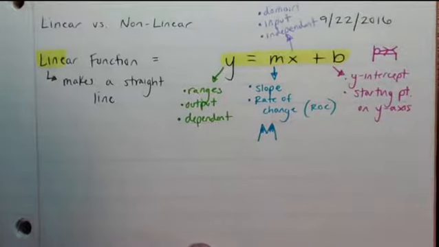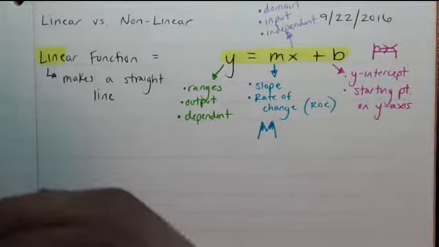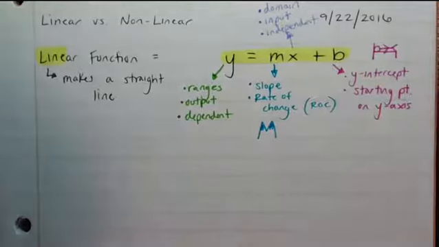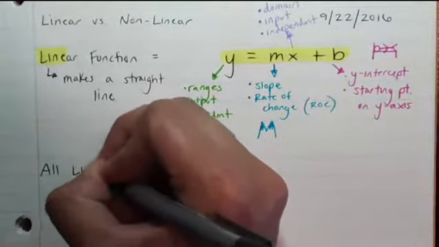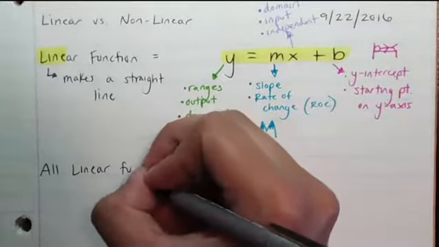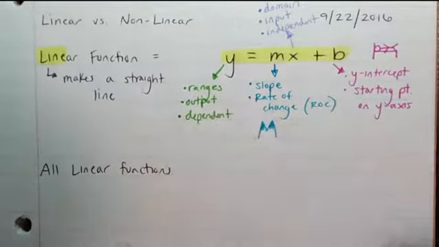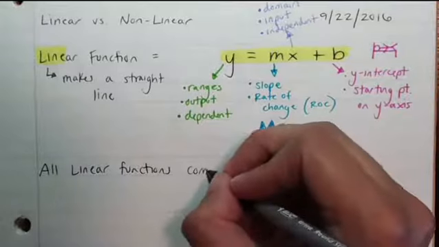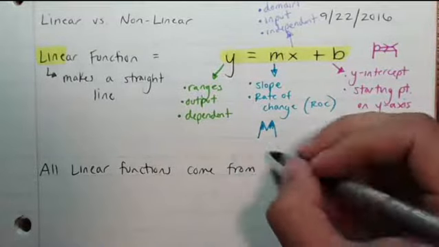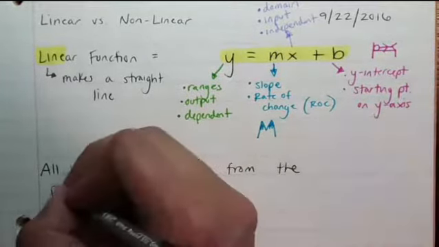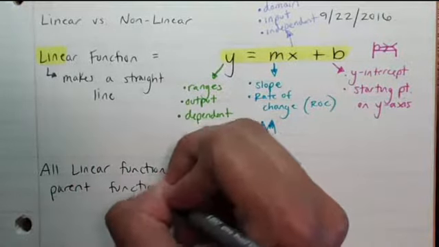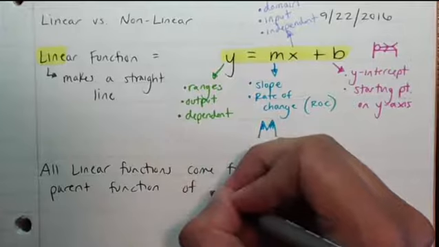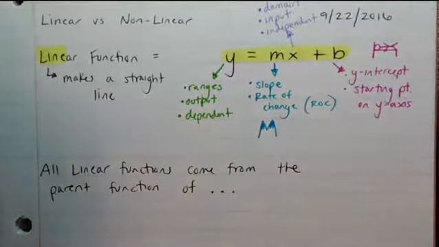So what you're going to be learning is that every function that we learn in algebra comes from a parent function. So we're going to write this down. All linear functions come from the parent function of, and we're going to write the parent function for linear.